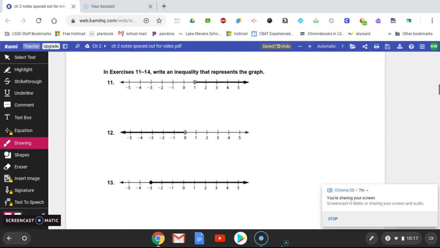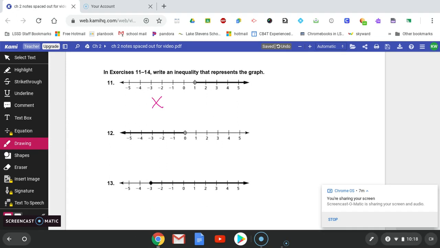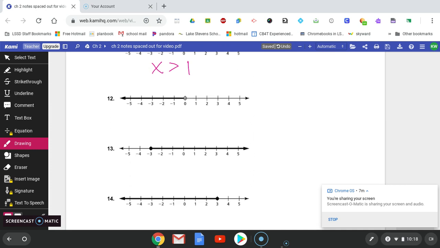Okay. So now we're going in reverse. They've given us the graph and we need to write the inequality. So it says write an inequality that represents the graph. So go ahead and give number 11 a try, pause it, and when you've got it, come back. All right, so we're going to use any variable, doesn't matter. So for example, x. So x is something compared to 1. We know that's how we're going to set it up. We look at it and the arrow is going to the right, so we know it's going to be greater than. It's an open circle, so we will not have the equal to sign underneath it.